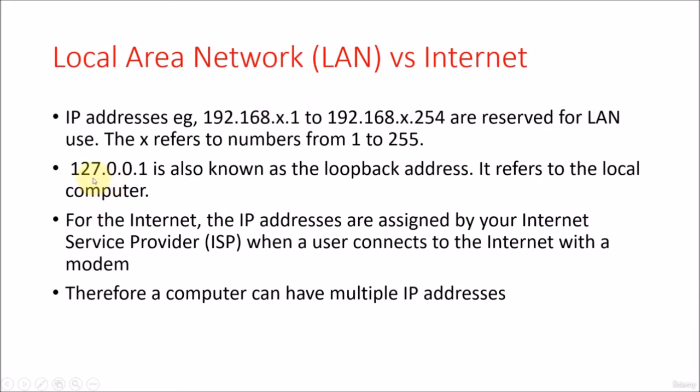There's a special IP address known as 127.0.0.1, which is also known as the loopback address. It refers to the local machine, the local computer itself. For the internet, the IP addresses are assigned by an Internet Service Provider, ISP, when a user connects to the internet with a modem. Therefore, a computer can have multiple IP addresses. Each IP address will be bound to a network interface. The network interface is your network adapter.